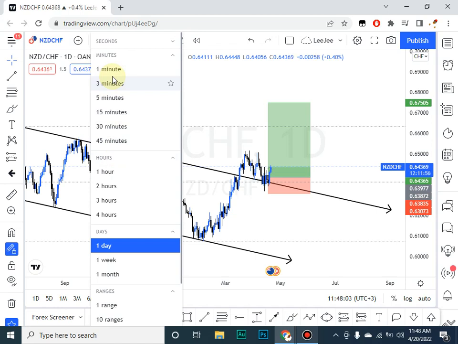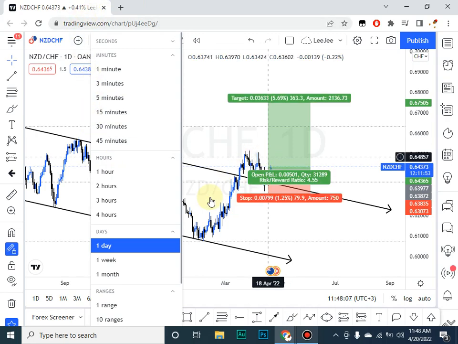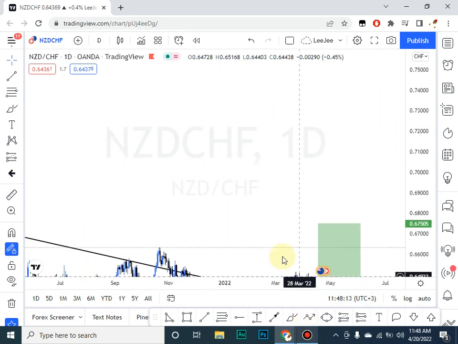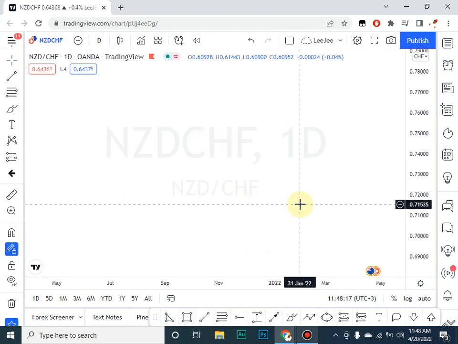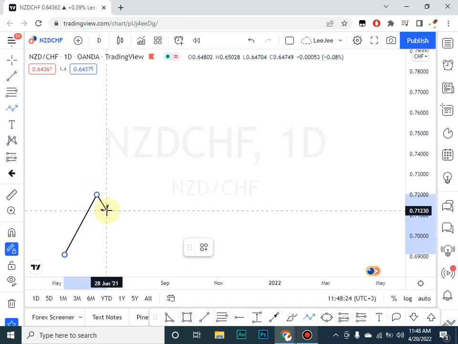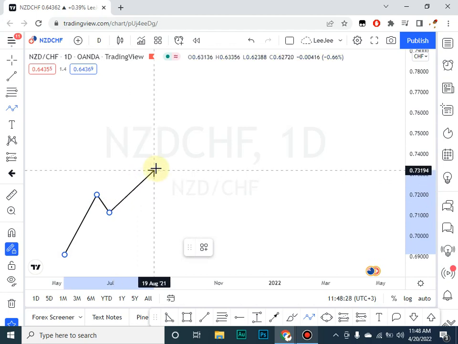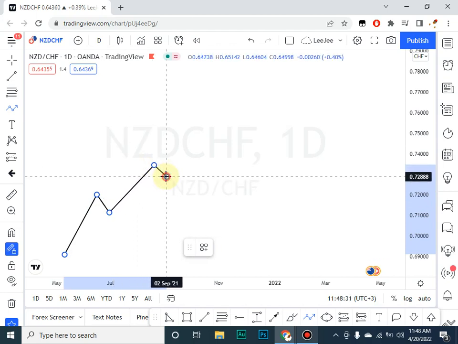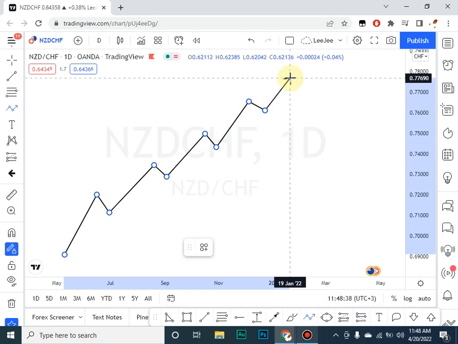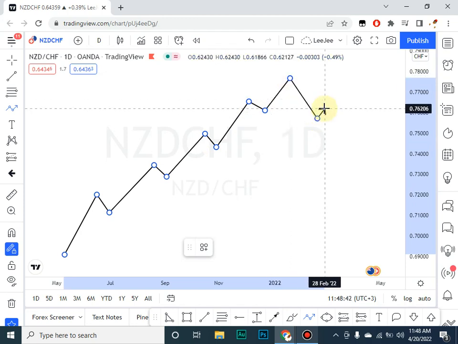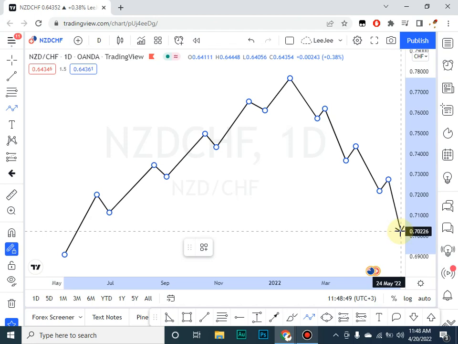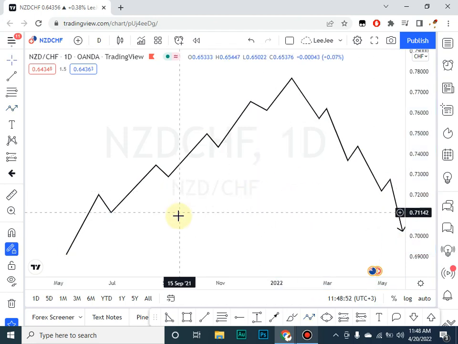There are patterns that usually form in the forex market. The market moves like a wave. It goes up, comes back, goes up, comes back, goes up, comes back, and vice versa. So that is how the market moves.